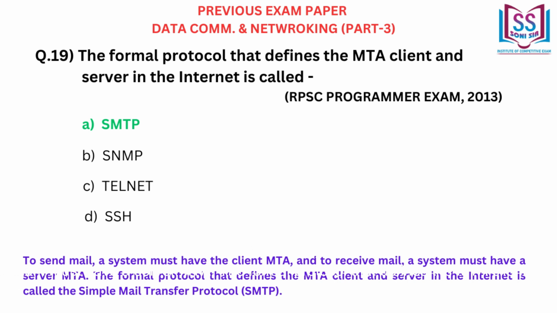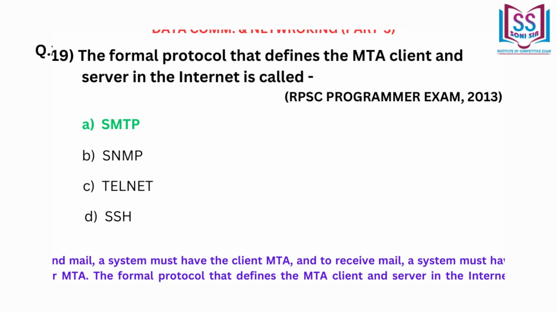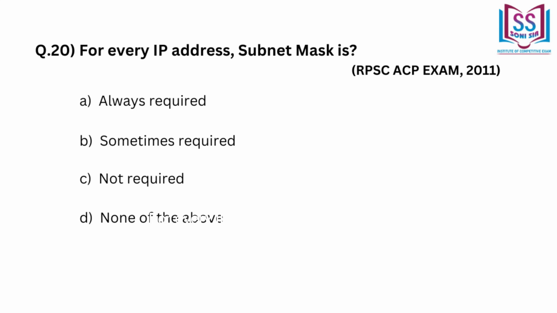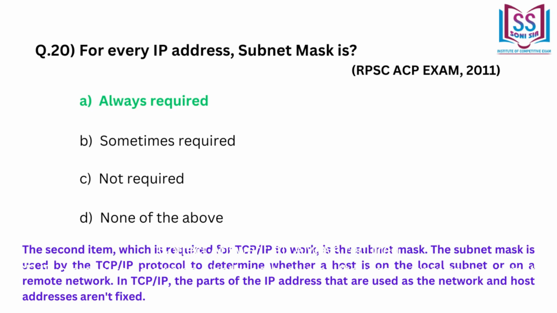To send mail, a system must have the client MTA, and to receive mail, a system must have a server MTA. The formal protocol that defines the MTA client and server in the Internet is called the Simple Mail Transfer Protocol, SMTP. For every IP address, subnet mask is A. Always required, B. Sometimes required, C. Not required, D. None of the above. Correct answer A. Always required.